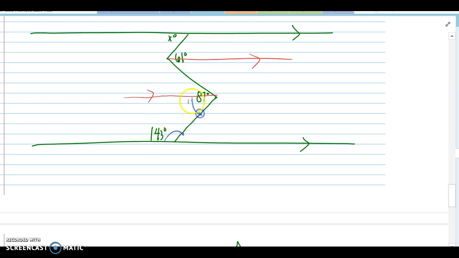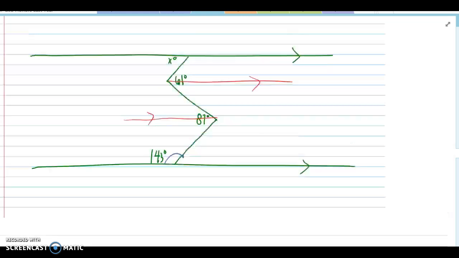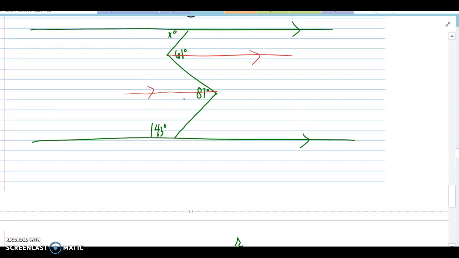This angle is supplementary to that angle because they're same side interior angles. So we took 180 minus 43, that would make this 37 degrees for the bottom. Since the whole thing was 87, the top part is going to be 50 degrees. 50 degrees is the alternate interior angle here, so this is going to be 50 degrees for the bottom part. The whole thing was 61. 61 minus 50 makes this 11 degrees. 11 is the alternate interior angle to x, so x equals 11.